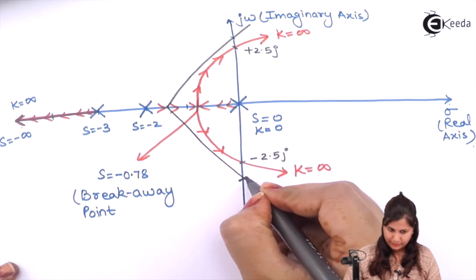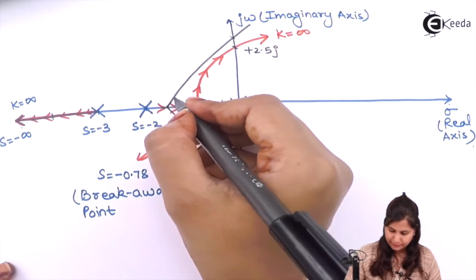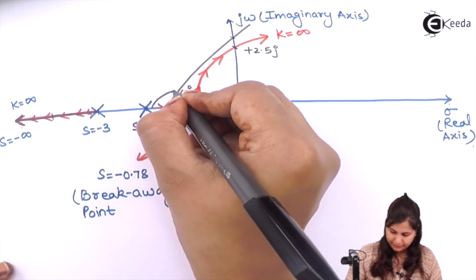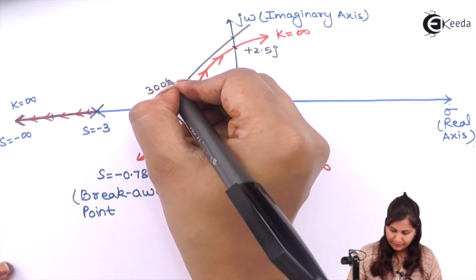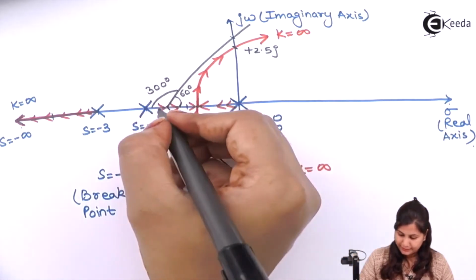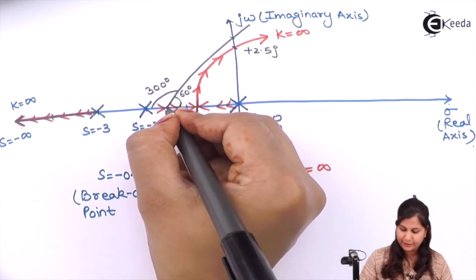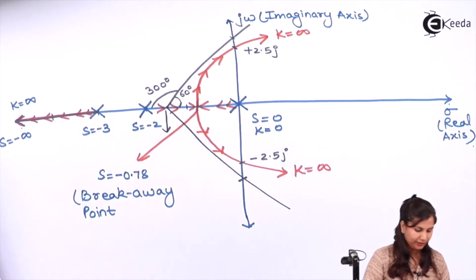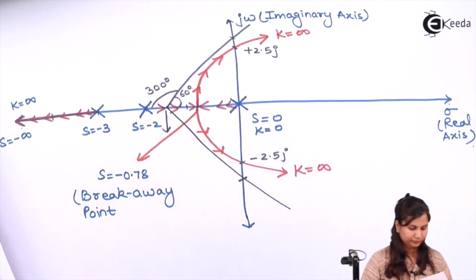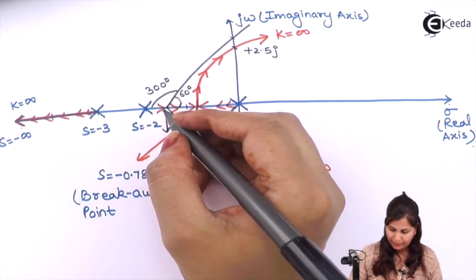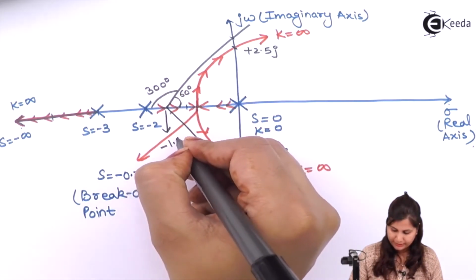Okay, this asymptote is making an angle of 60 degrees, this is making an angle of 300 degrees, and one is 180 degrees, that is this asymptote. And this point, that is the intersection of the asymptote with the real axis, this point we have obtained in our step. So it was minus 1.67.